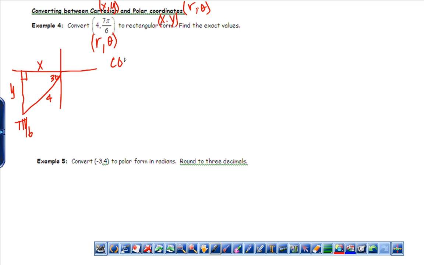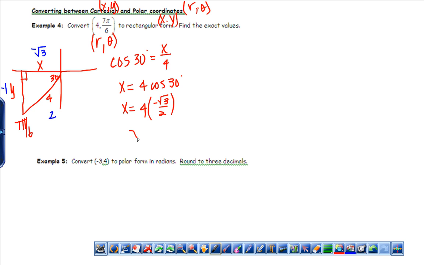So if I find cosine of 30 degrees, cosine is going to be x over 4. So if I solve for x, that gives me x equals 4 cosine of 30 degrees. Okay, we know the values if we set this up, and those are the ratio values. So this would be x equals 4 times cosine, which would be negative root 3 over 2. Simplified, x is going to be negative 2 root 3.